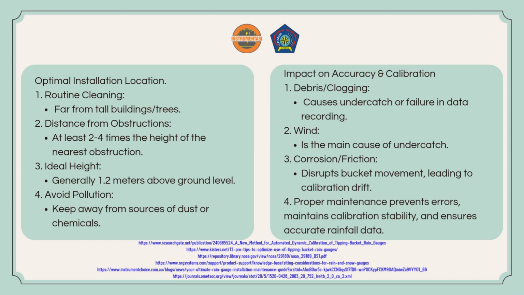Fifth, testing and protection. After installing, test the tool by pouring water into the funnel using a measuring cup. Make sure the bucket tips correctly and the data is recorded. Then install a simple fence around the tool to protect it from animals or people. Leave about 1.05 to 2 meters of space so rain can fall freely. With testing and protection done, the rain gauge is ready to use.